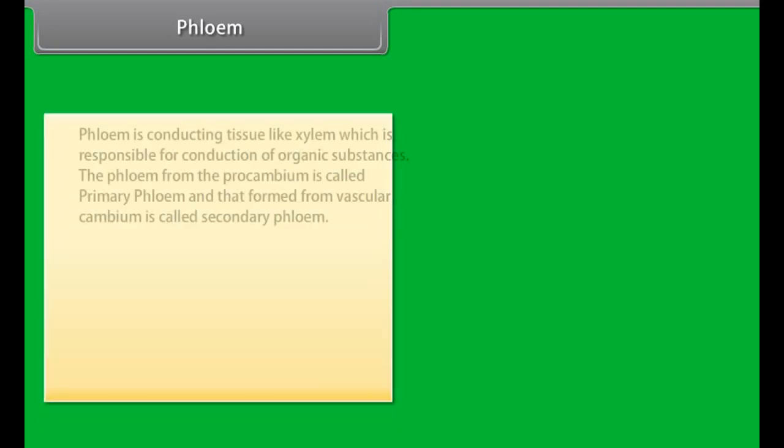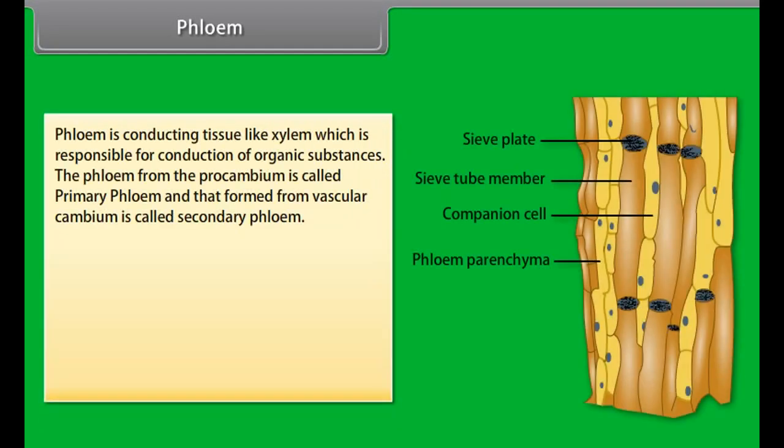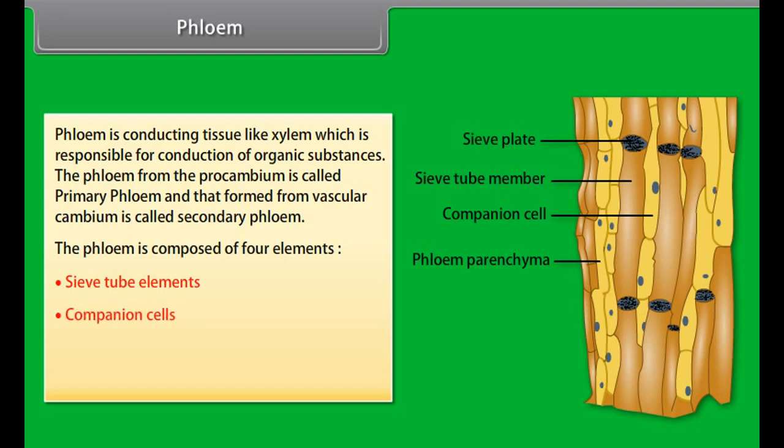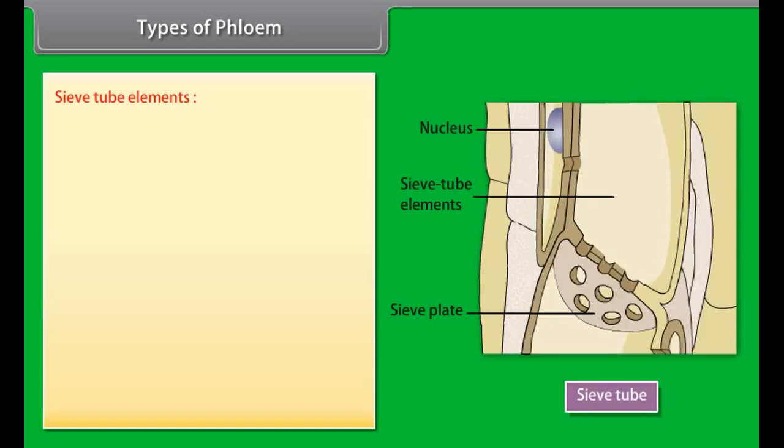Phloem. Phloem is conducting tissue, like xylem, which is responsible for conduction of organic substances. The phloem from the procambium is called primary phloem, and that formed from vascular cambium is called secondary phloem. The phloem is composed of 4 elements: sieve tube elements, companion cells, phloem parenchyma, phloem fibers. Types of phloem. Sieve tube elements.